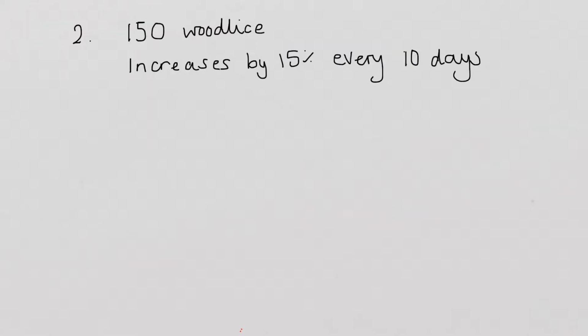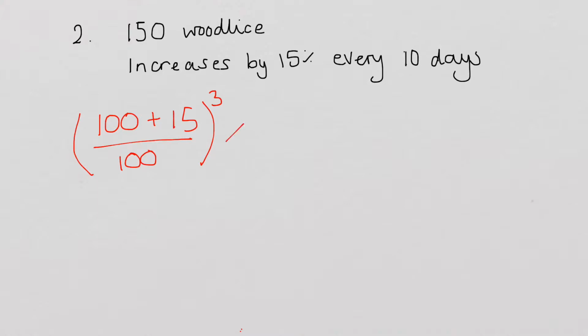Right, question 2. So we have 150 wood lice to begin with, and every 10 days it increases by 15%. So we want to know how many there will be in 30 days' time. So first of all, 30 divided by 10 is 3, so it's going to have increased 3 times. So the first thing we want to do is 100% plus 15, because it's increased, divided by 100. And that's going to be to the power of 3, because it's 3 lots of increases. And then we can multiply that by what it was initially to get our answer.